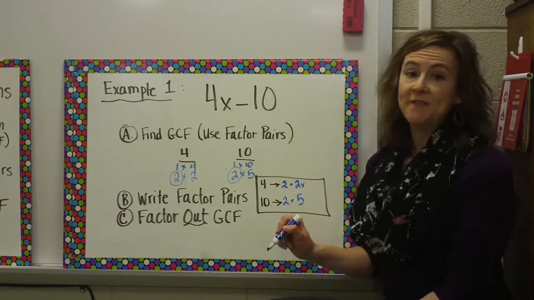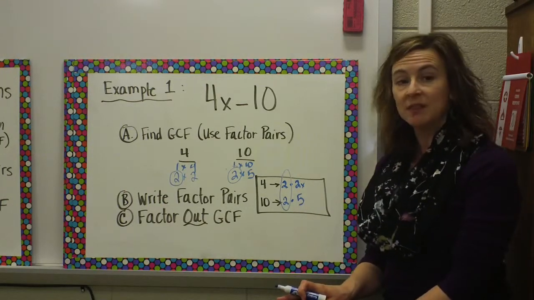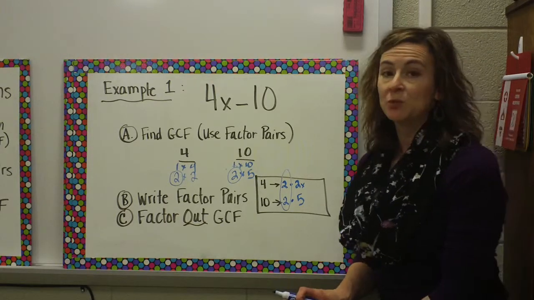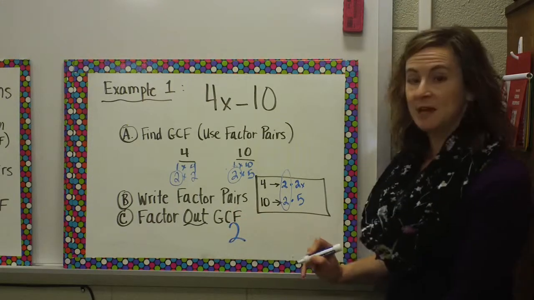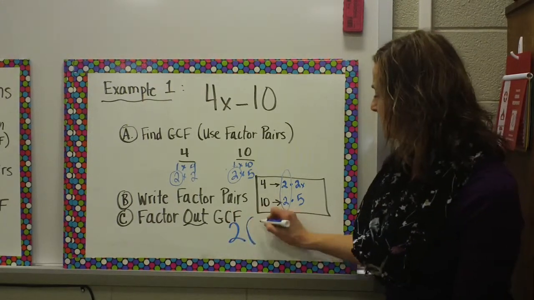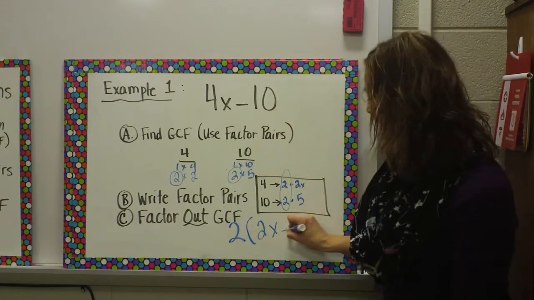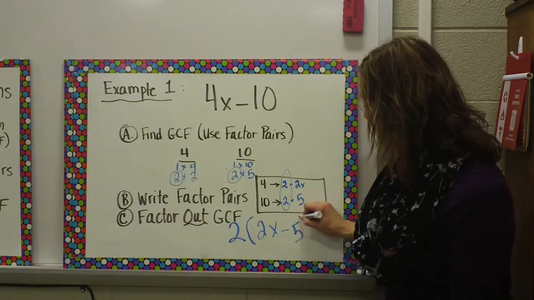Now I'm going to factor out the greatest common factor. So I'm going to take out the 2 because they share that in common, and I'm going to write what's left in parentheses. So the greatest common factor is 2, parentheses, 2x minus, and I'm left with 5 if I factor out that 2.